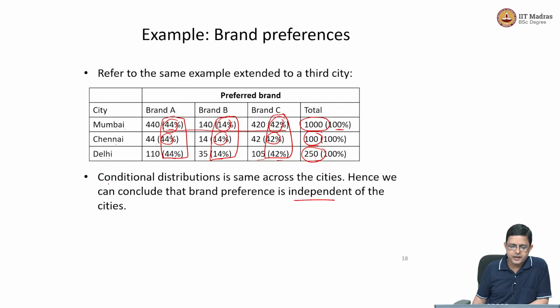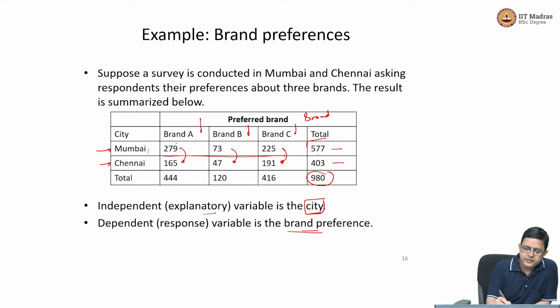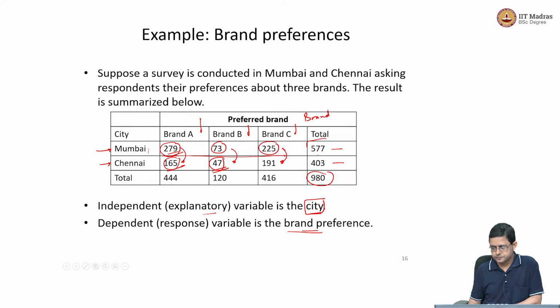Observed frequency directly comes from the sample. These are the observed frequencies: 279, 165, 73, 225. 225 people in Mumbai prefer brand C. 47 people in Chennai actually prefer brand B. This is the actual observation, so this is the observed frequency. 165 is the observed frequency. 279 is the observed frequency.